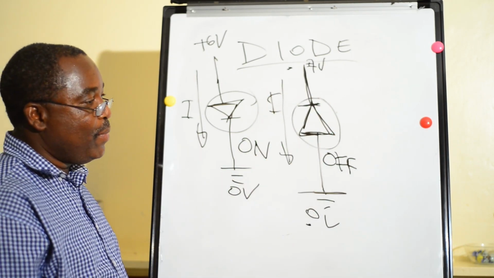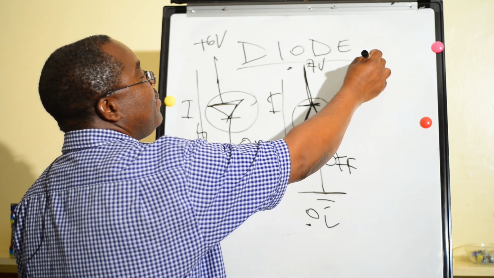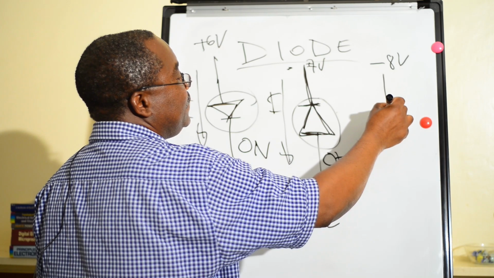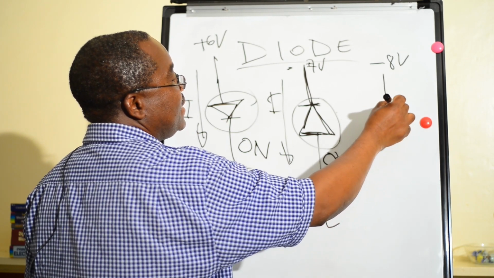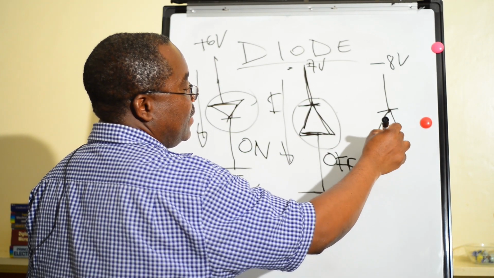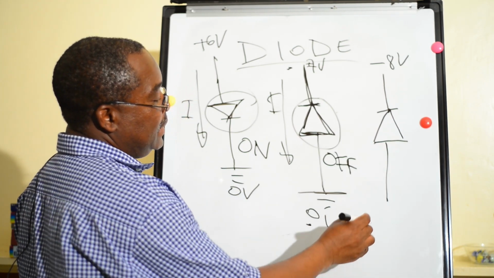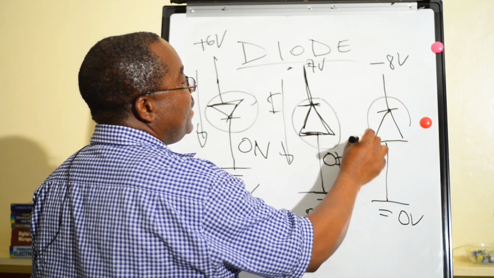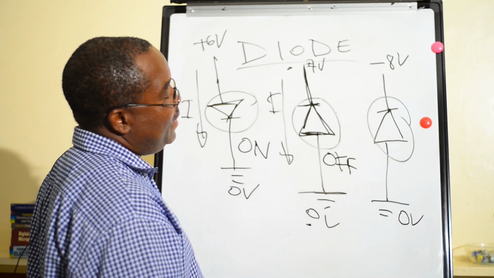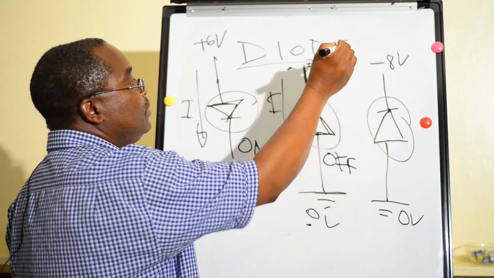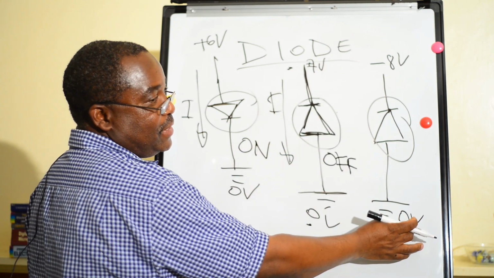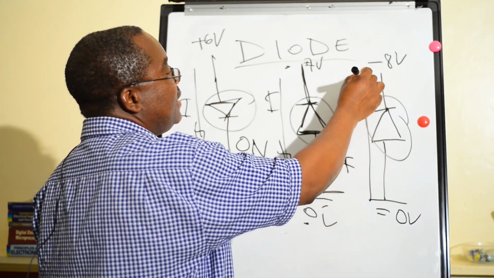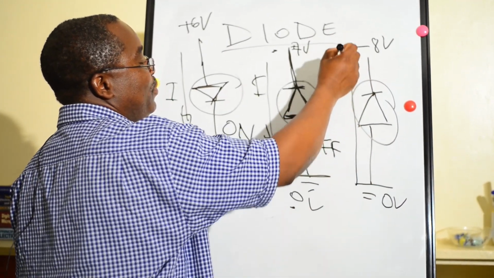But if we have a diode like this one, let's say we have minus 8 volts, and we have our diode here. A diode is an arrow. This is 0 potential. The current normally flows from high potential to low potential. 0 volts is high compared to minus 8, so the current will flow in this direction, from high potential to low potential.